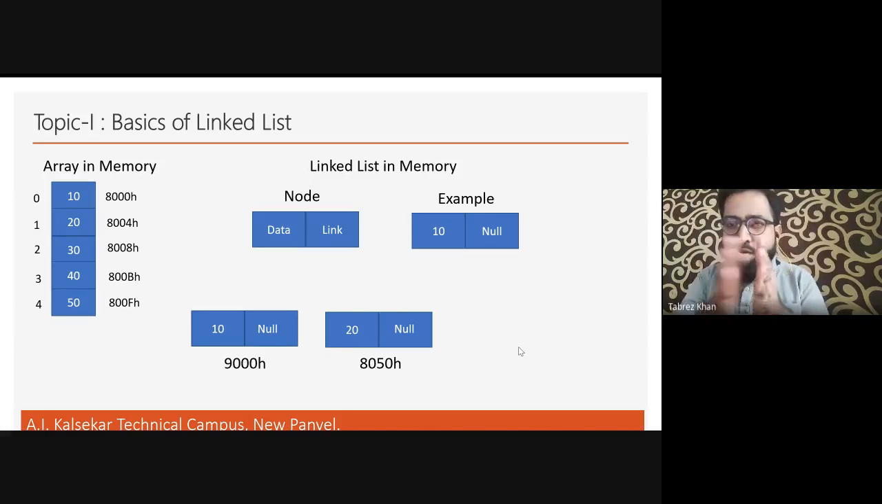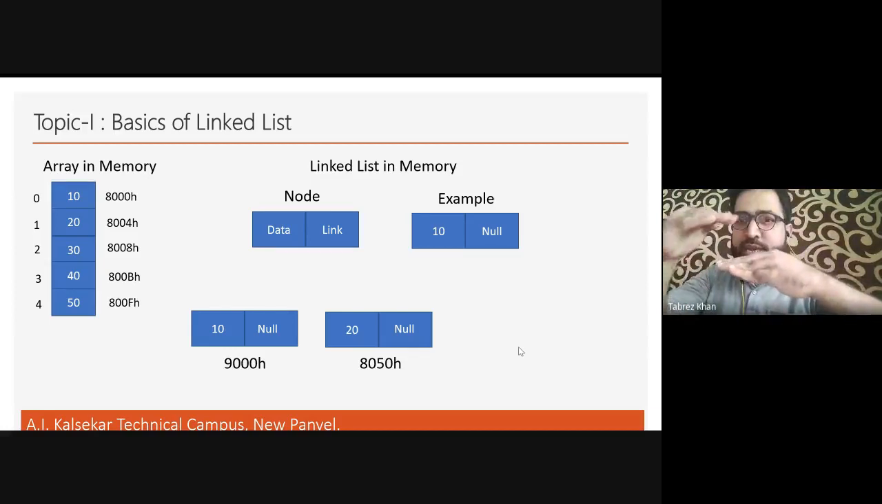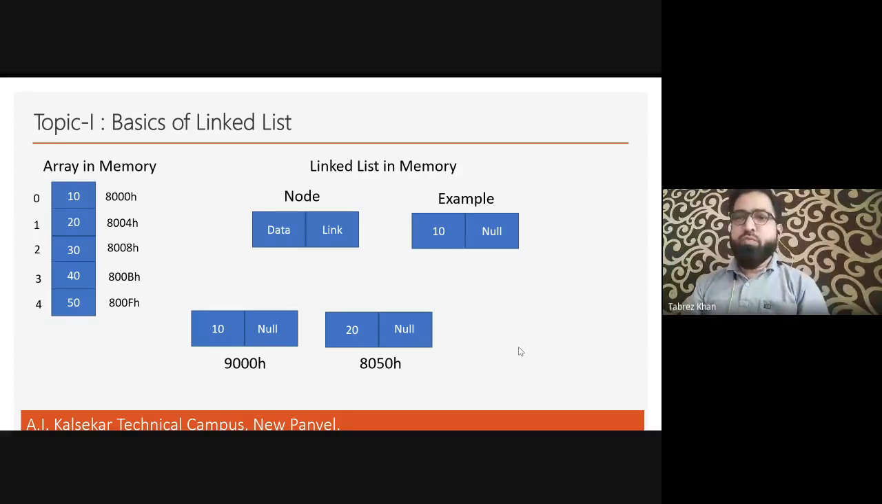They are not at all in sequence. The first node is at 9000H. If this is my RAM, my addresses start from the top and go down to the bottom. So 9000H is somewhere in between, and this 8050H is before 9000H. So my first node is at 9000H and my second node is before that node. It is absolutely as per the availability of the memory. When we call the malloc function, depending upon the availability of the memory, it will return us the address of the block. So the second node is present at the memory location 8050H. Its data part is 20. Its link part is null.